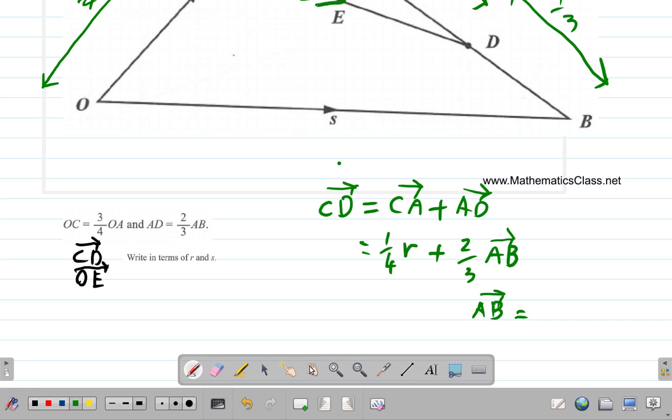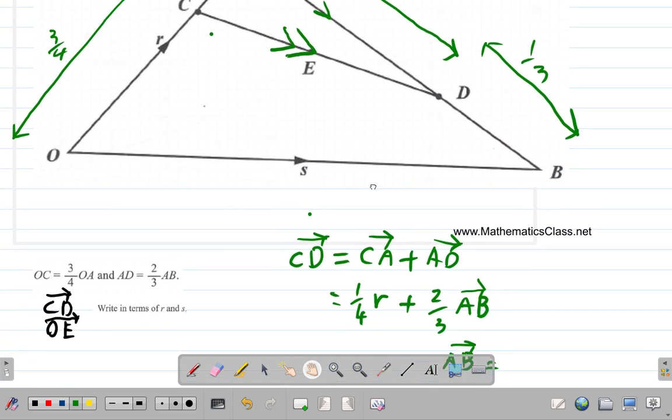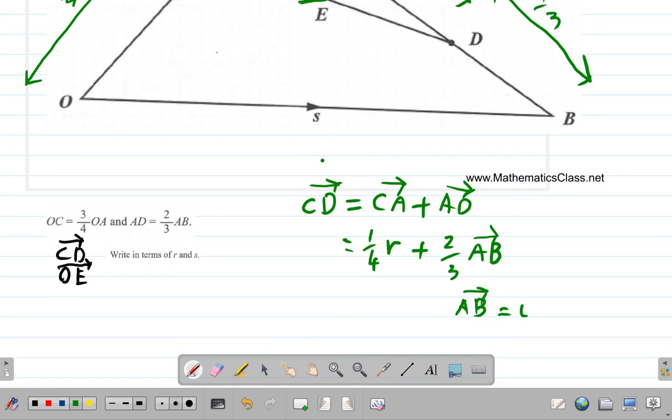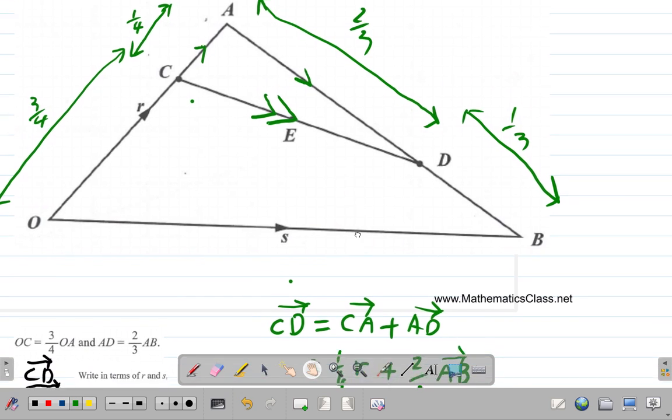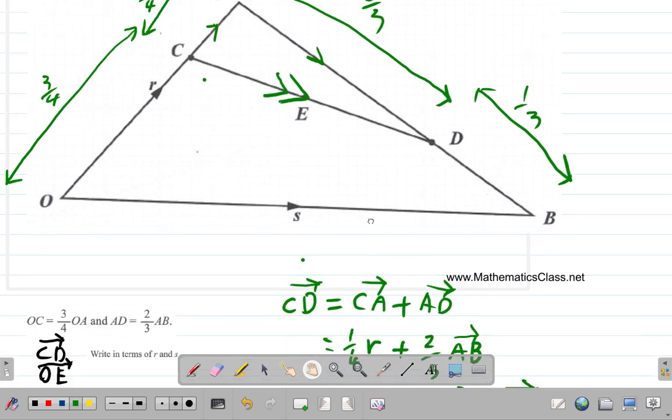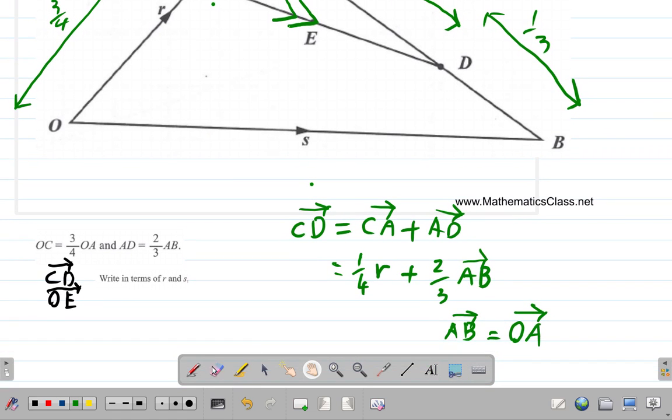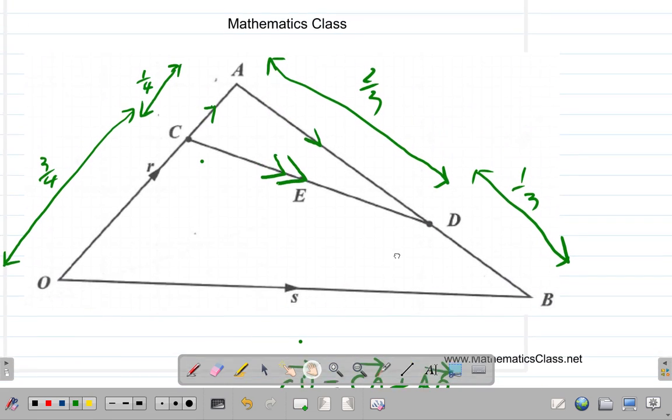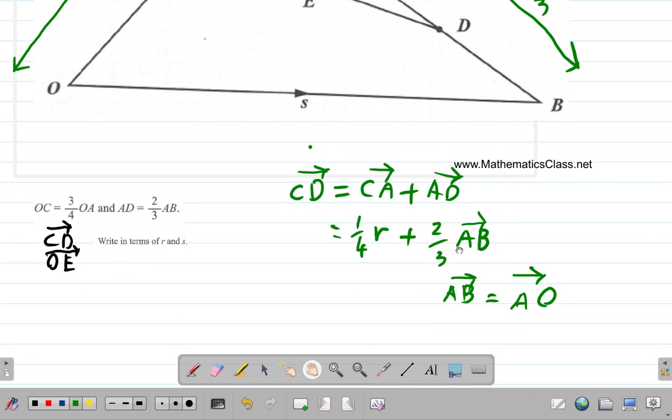Alright. So AB equals what now? When you walk from A to B, you end up at the same place as when you walk from A to O, and then from O to B. So you say AO plus OB. You see?